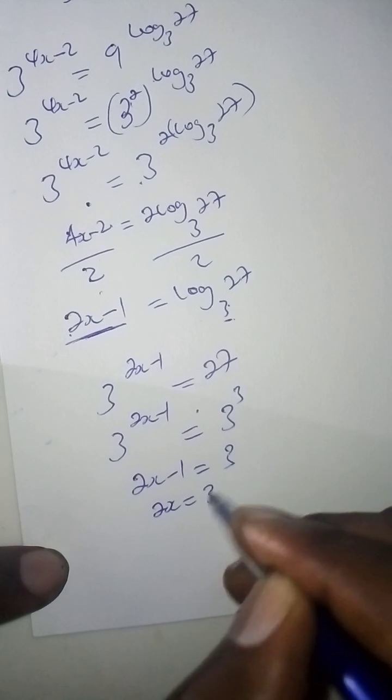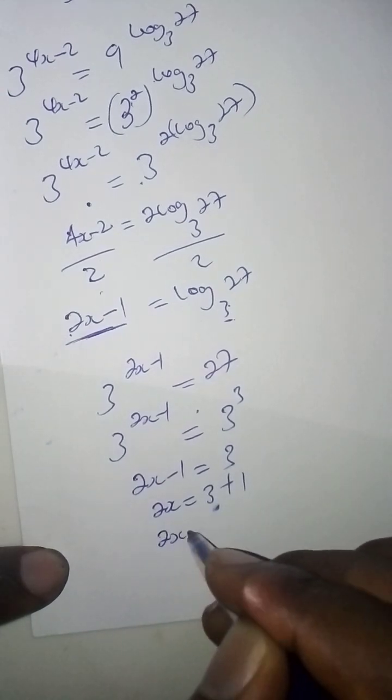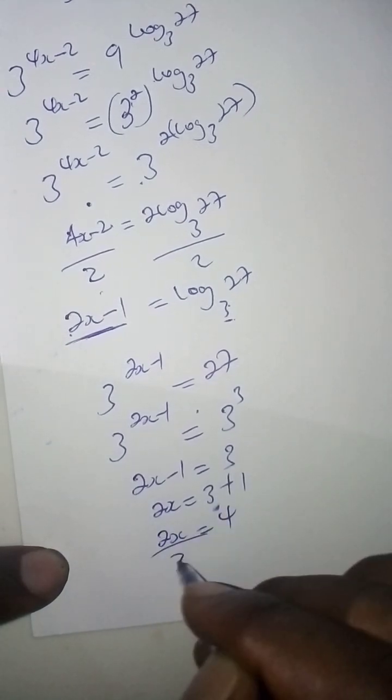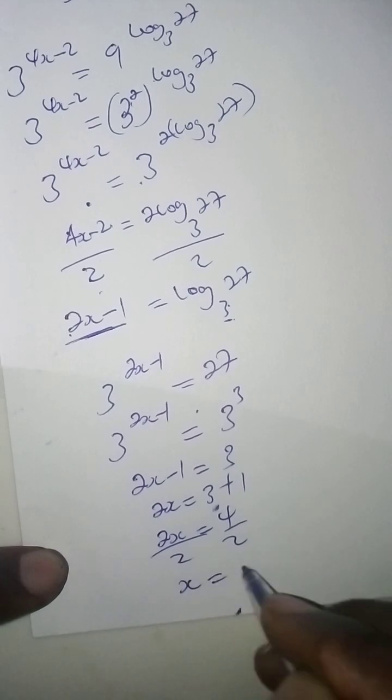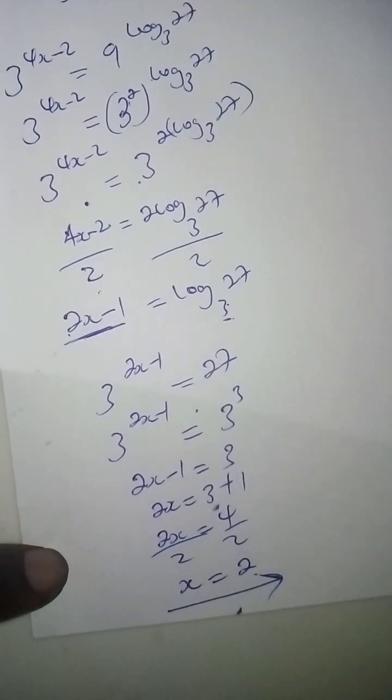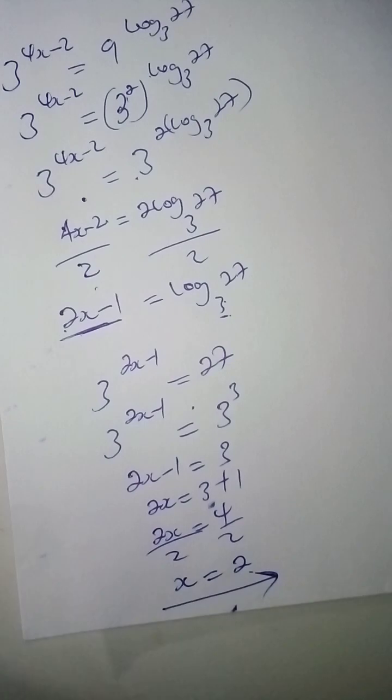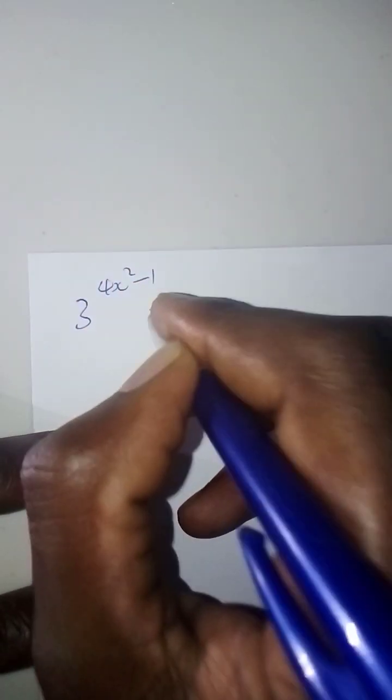2x is equal to 3 plus 1. Then 2x is equal to 4. Divide both sides by 2, and x is equal to 2. That's basically how you can solve this particular expression. You understand? Now let's look at another example that we can do. Right, now let's say that we have 4^(x squared minus 1), it's equal to 1.